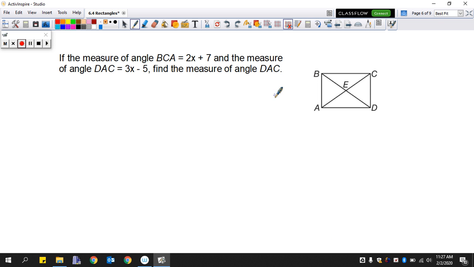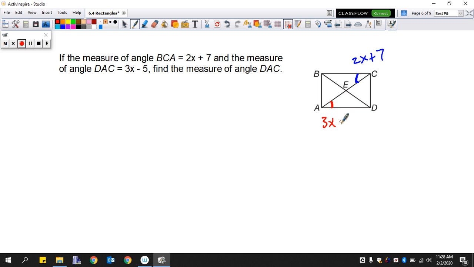If the measure of angle BCA, that's this measure, this one right here, is 2x plus 7, and the measure of angle DAC is 3x minus 5. DAC, change colors here, DAC is that angle right there, we have 3x minus 5.